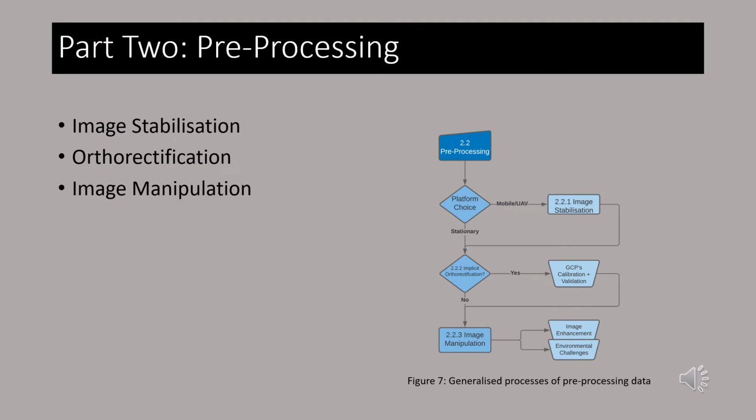The second main stage of generalized image velocimetry is that of pre-processing. Pre-processing takes the optimized captured data that we've got and begins manipulating it ready to be processed by the program and the algorithm. This involves three main stages, which are image stabilization, orthorectification, and image manipulation. It's worth noting at this stage, however, that orthorectification can be done at a later stage, and some software does implement it at a later stage. But for the purpose of this presentation, I've decided to include it within the pre-processing stage.